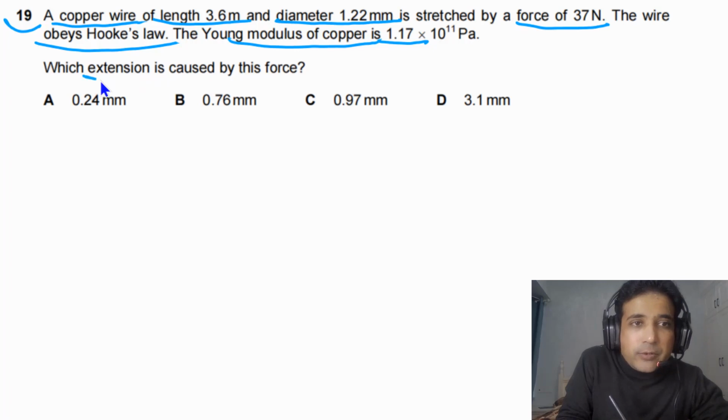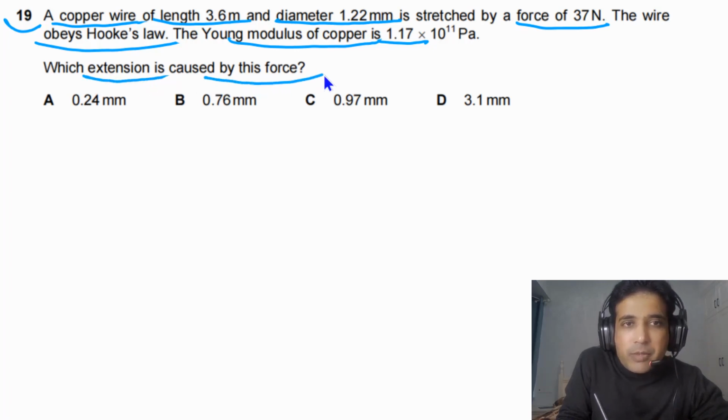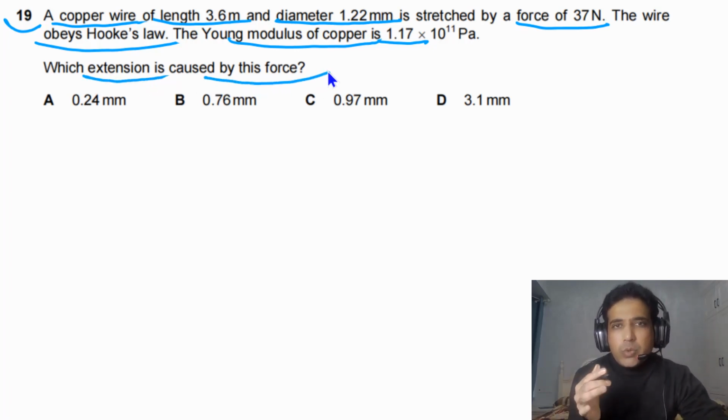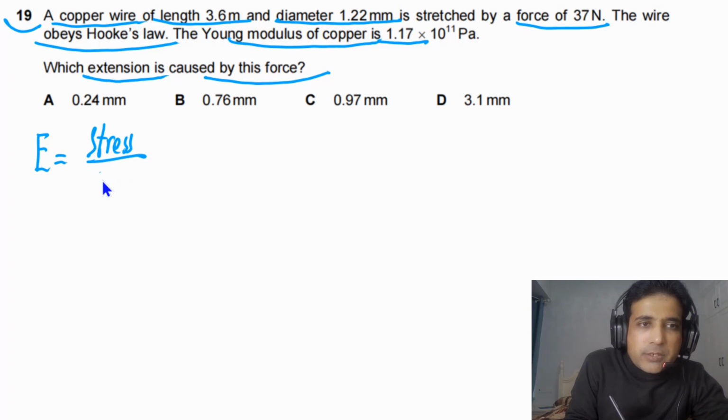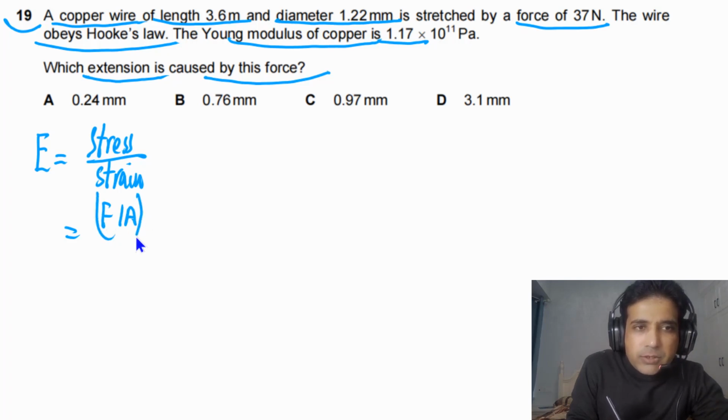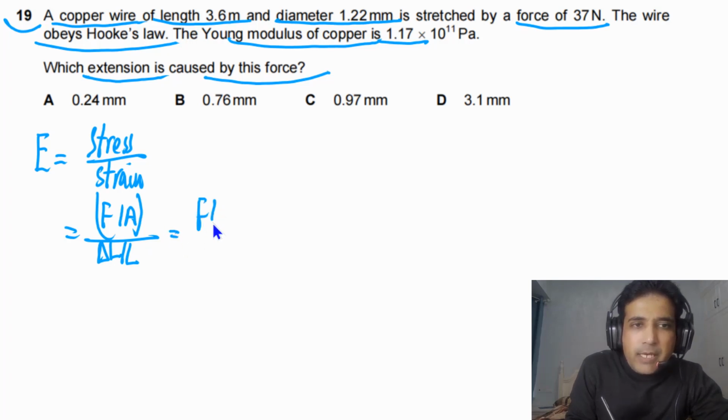We need to find out which extension is caused by this force. So quite straightforward question. Simply you need to use Young's modulus. Young's modulus is equal to stress over strain, and stress is equal to force over cross-sectional area, divided by strain, which means delta L by L. If we simplify this, we will get FL divided by A times delta L.